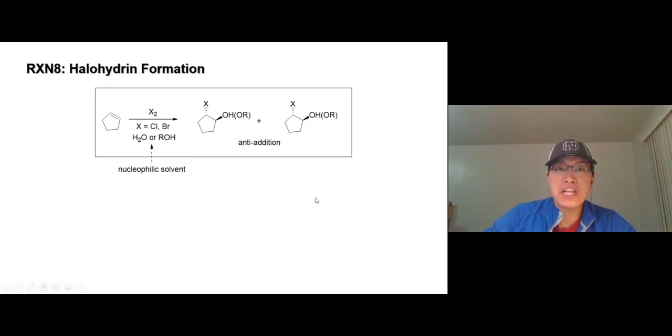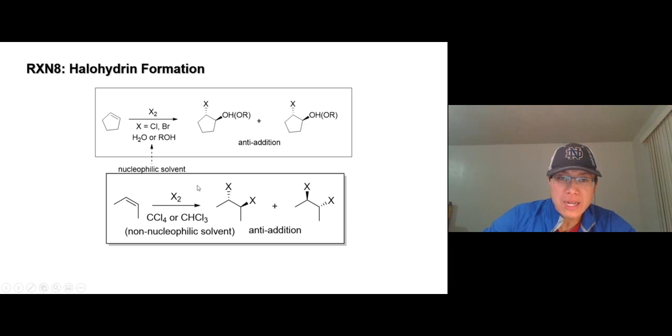All right, for this new reaction, it's just like what we just saw in reaction 7, the halogenation. Let's see what's different from the halogenation. Right now we're still adding halogen, chlorine or bromine, Cl2, Br2. But this time we use a nucleophilic solvent like water or alcohol.